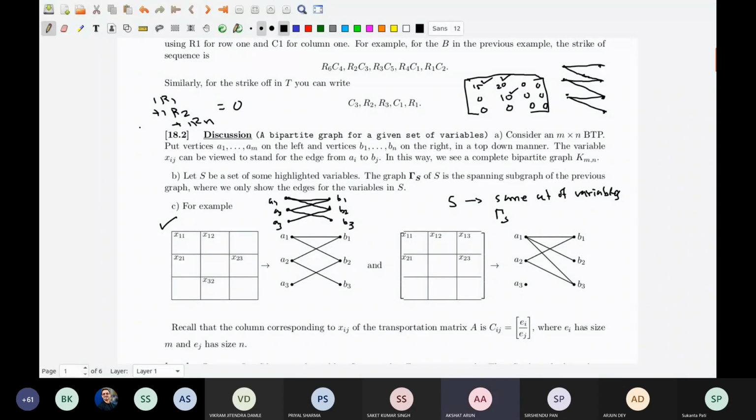Yes. Got it, sir. Thank you. Or shall I write an example? No, sir, I got it. Got it? Yeah, okay then. Anything else?